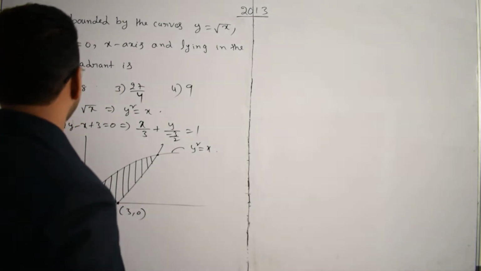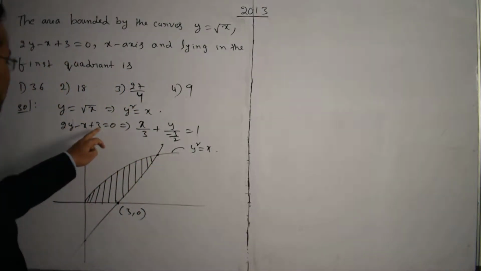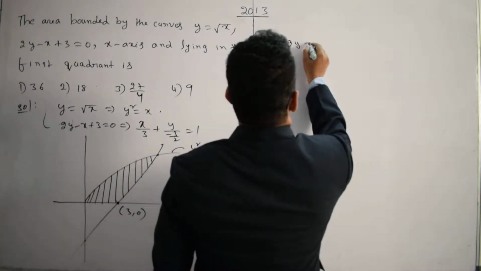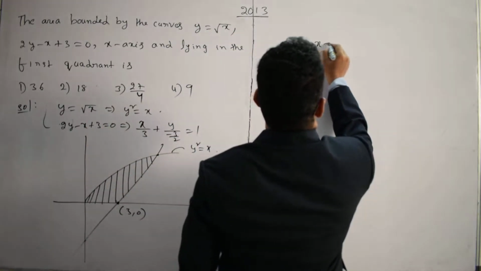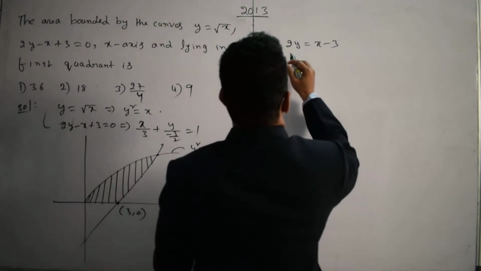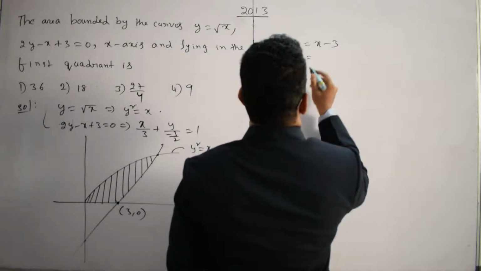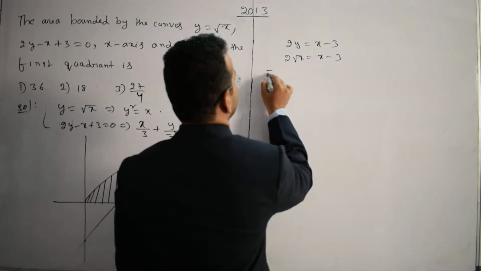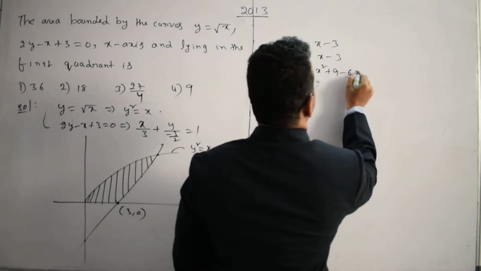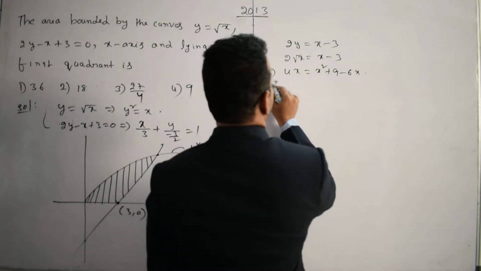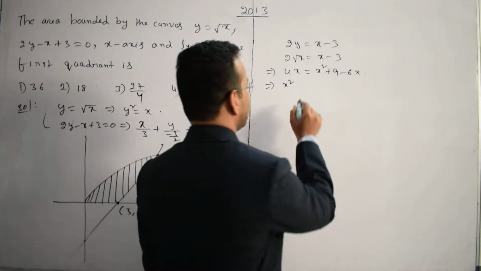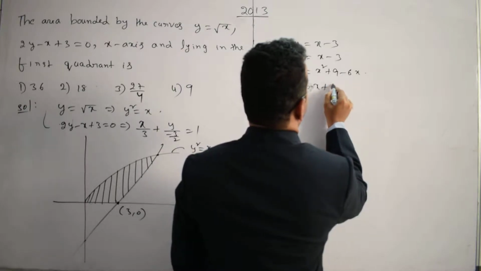Now what are the given curves here? y equals root x and 2y minus x plus 3 equals 0. From the given line, 2y equals x minus 3. Already they have given y equals how much? Root x. So 2 root x equals x minus 3. Squaring on both sides, this implies 4x equals x square plus 9 minus 6x. The next step, this implies x square minus 6x minus 4x, which is minus 10x, plus 9 equals 0.